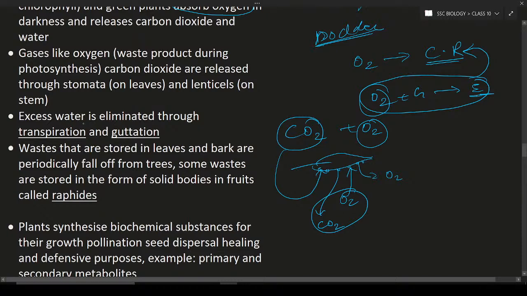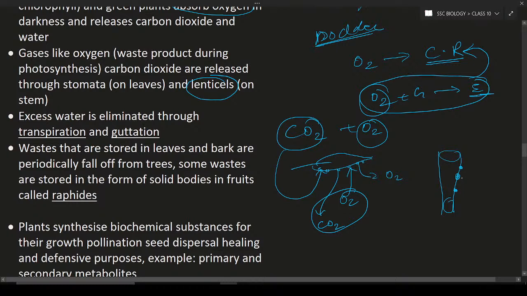So here the lenticels are also present. What is meant by lenticels? Lenticels are small structures on the stem. Let us consider this is the stem of the plant. On the stem of the plant you can see small structures, small elevations on the stem. These small elevations on the stem are known as lenticels.